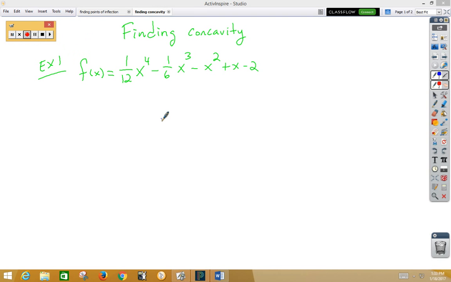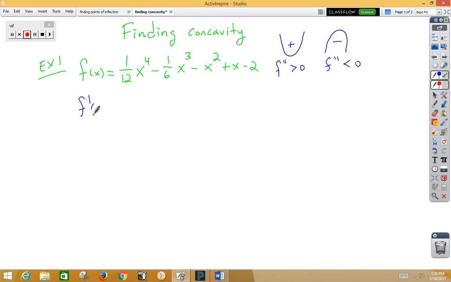In this video, we're going to be finding concavity, meaning concave up or concave down. Concave up would be like holding water, and concave down would be like not holding water. And it's important to remember positive and negative, because concave up is when the second derivative is positive, and concave down is when the second derivative is negative. So we need to find second derivatives.